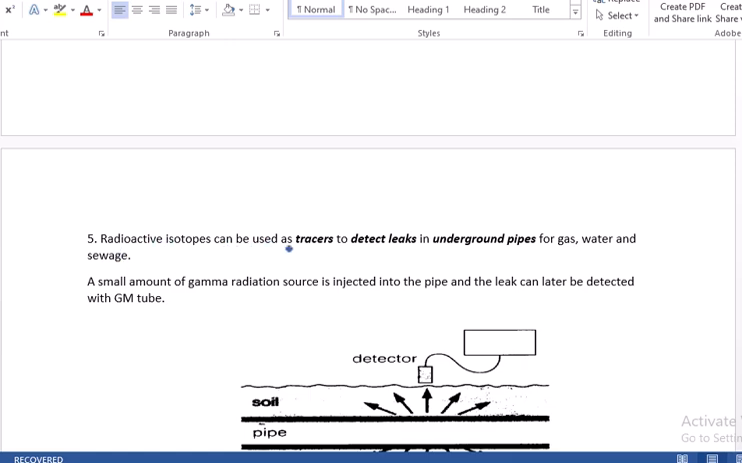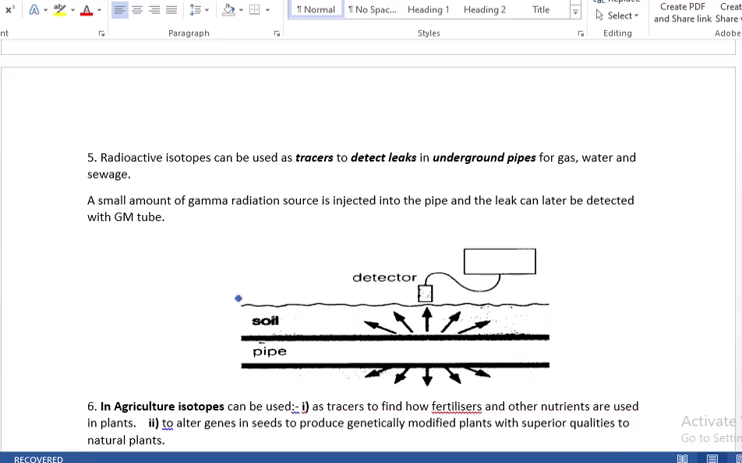Radioactive isotopes can be used as tracers to detect leaks in underground pipes for gas, water, and sewage. A small amount of gamma radiation source is injected into the pipe, and the leak can later be detected with the GM tube.